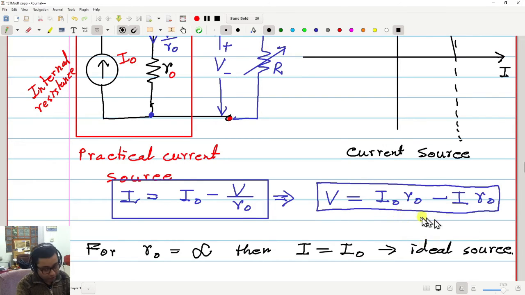For R naught equal to, only for R naught equal to infinity, I will be equal to I naught. So then you are asking how this equation is satisfied. In that case, you see, I naught minus I multiplied by R naught: this quantity tends to 0, and this is infinity. 0 multiplied by infinity is something undefined.